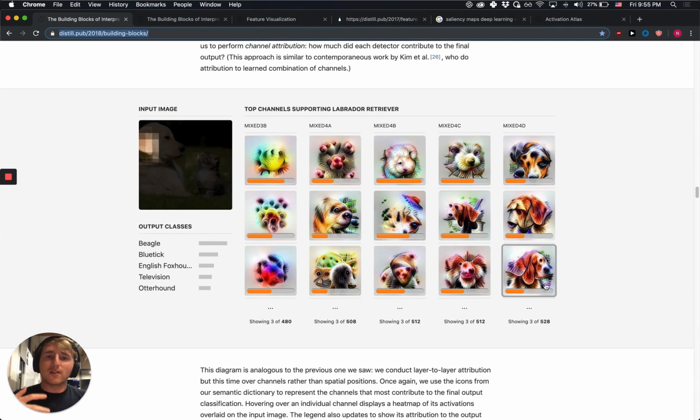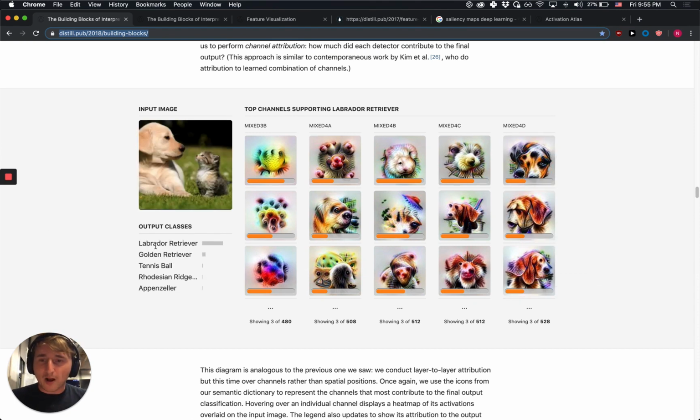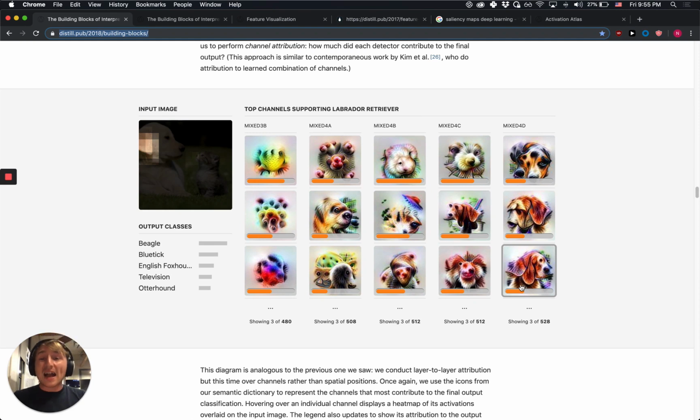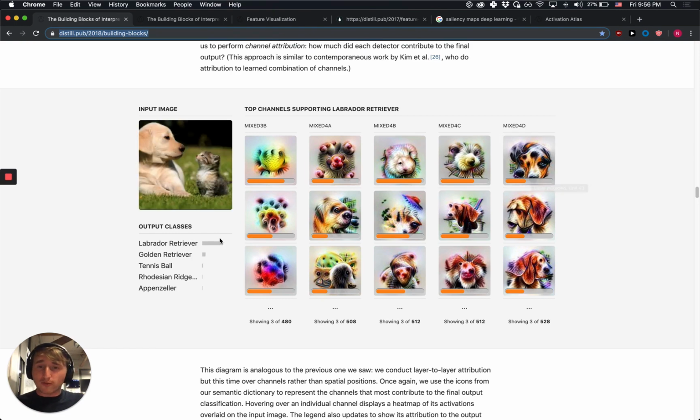This is what the header of the article was also showing. But what the header was not showing is that over here we can see the output classes. So if we hover over this, what it's actually most favoring is Beagle or Bluetick or English Foxhound or Otterhound. And then other ones like slightly different things. So this face detector is in favor of Labrador Retriever. So maybe that's a big part of the story of why this is eventually classified as Labrador Retriever.